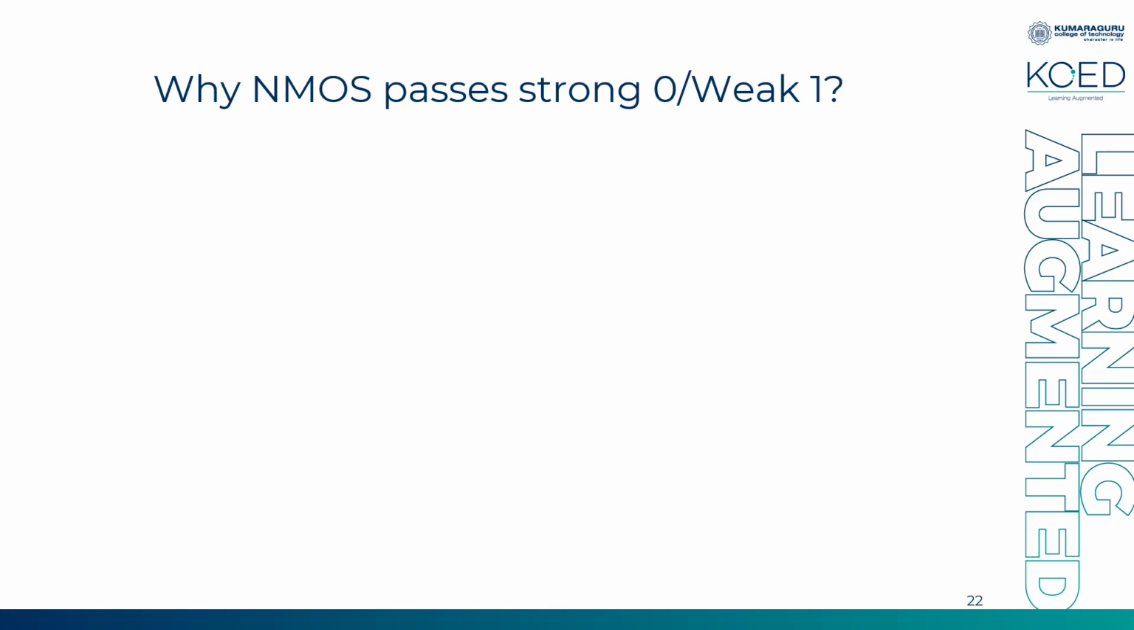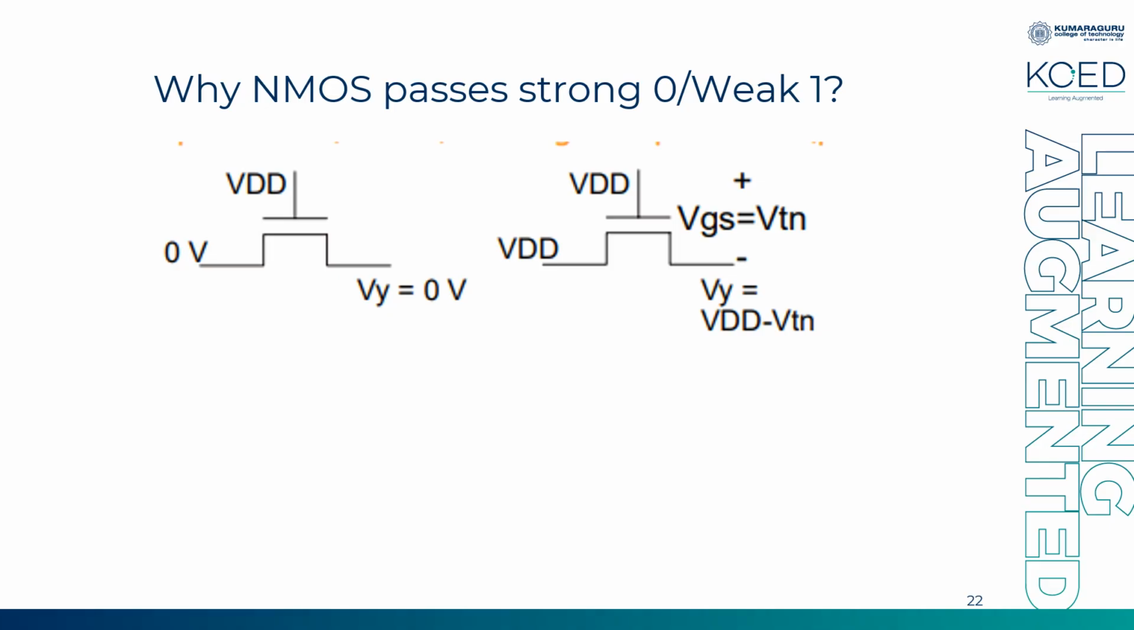Now we'll analyze why NMOS can pass a strong 0 and a weak 1. Before moving into that, we'll first understand, if we use an NMOS as a pass transistor, how does it pass the value? And if you see the diagram, you will understand. So here I have an NMOS transistor used as a pass transistor. Your control voltage will be given to the gate and the input will be passed across source to drain and drain to source.